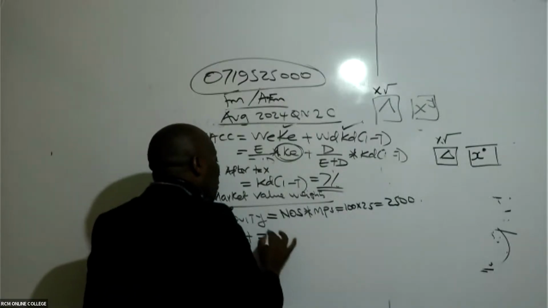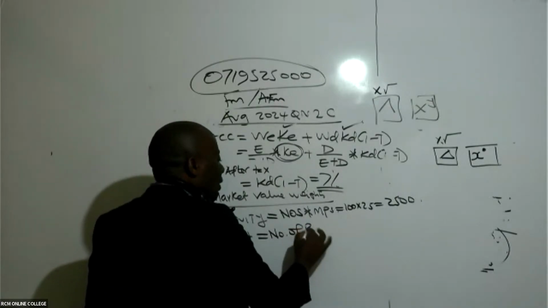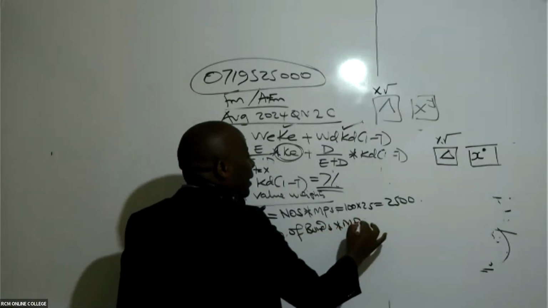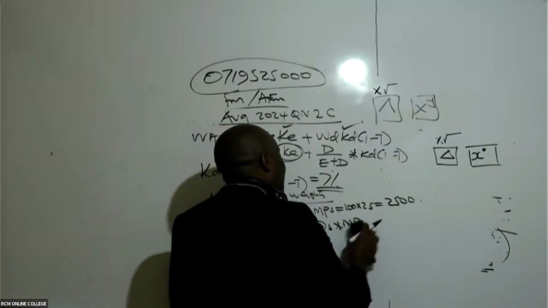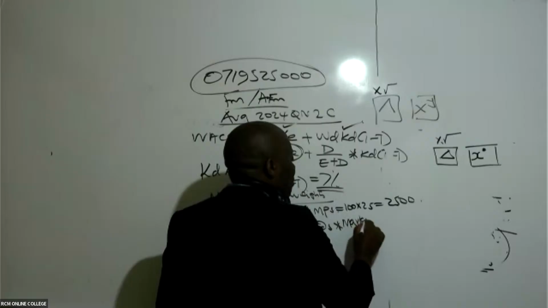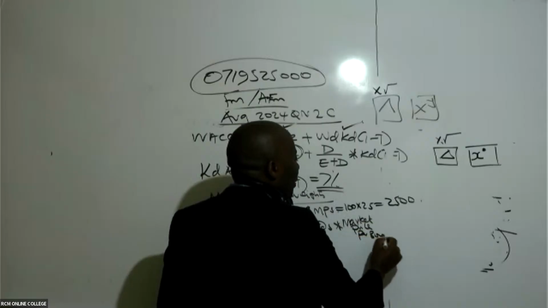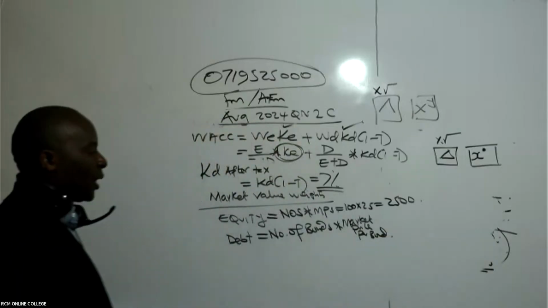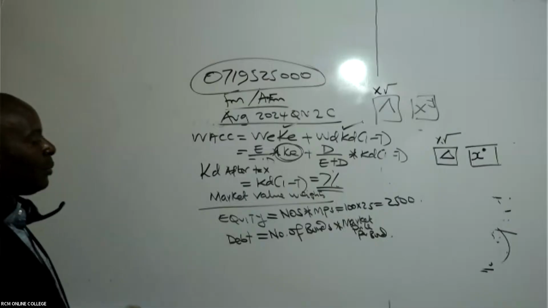So for the debt, normally we take the number of bonds times the market price per bond. So take the number of bonds, the number of debt instruments, times the market price per bond.